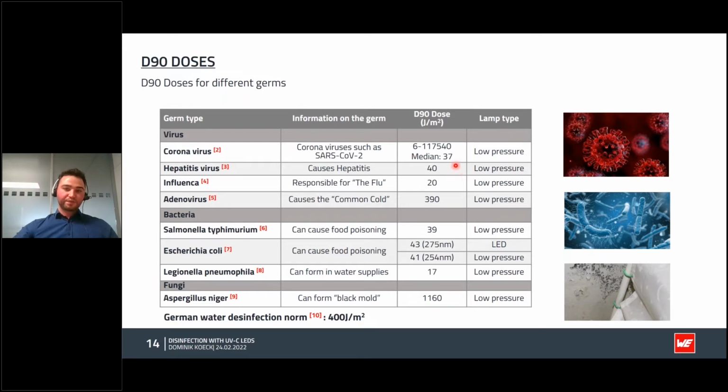But to do some kind of calculations, we can start by using a median value, which for the coronavirus is something like 37 joules per square meter. This is what I will use later in the following slides to show how fast disinfection goes. There's also another value given by the German water disinfection norm, which states that you need 400 joules per square meter of radiant exposure in the water to have clean drinking water.